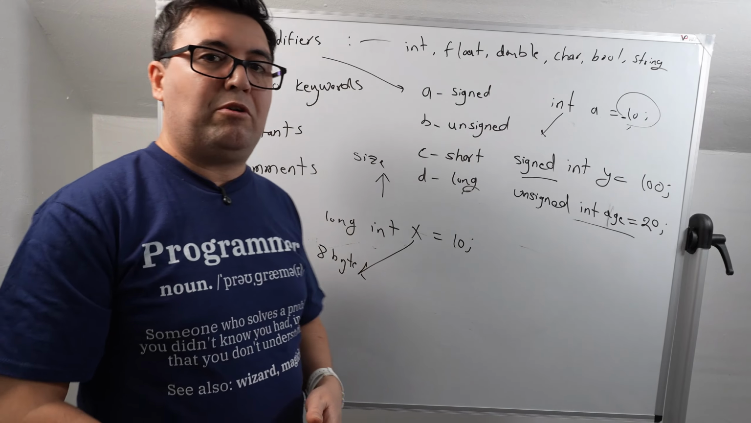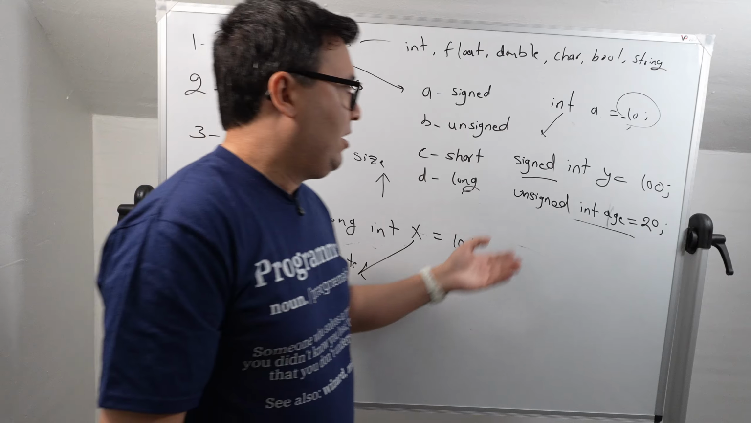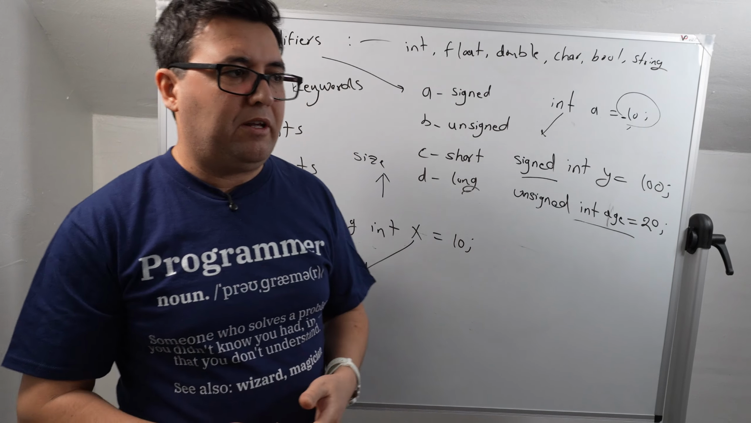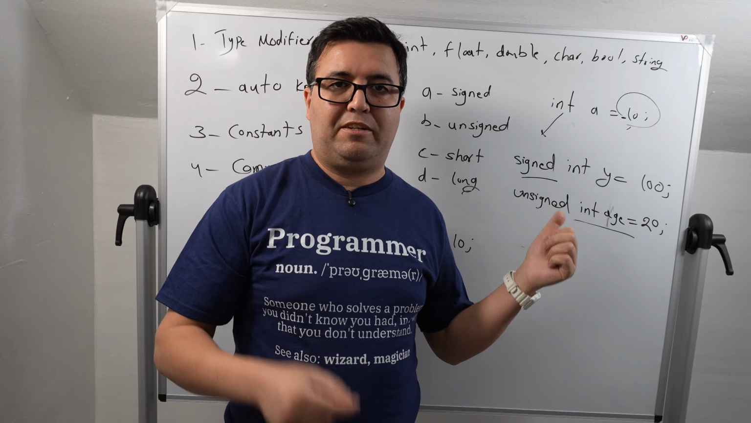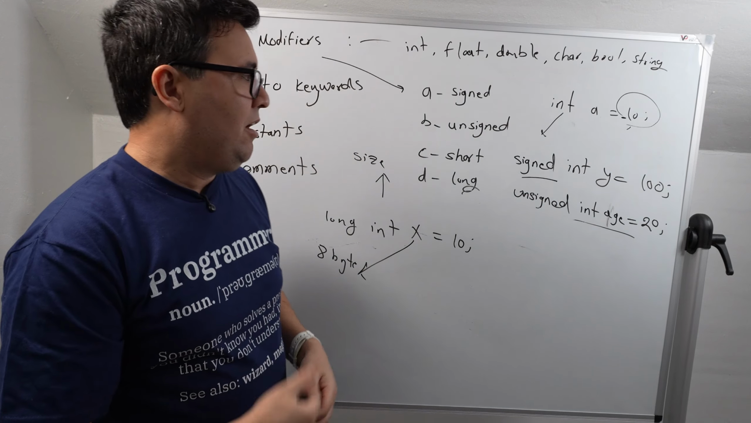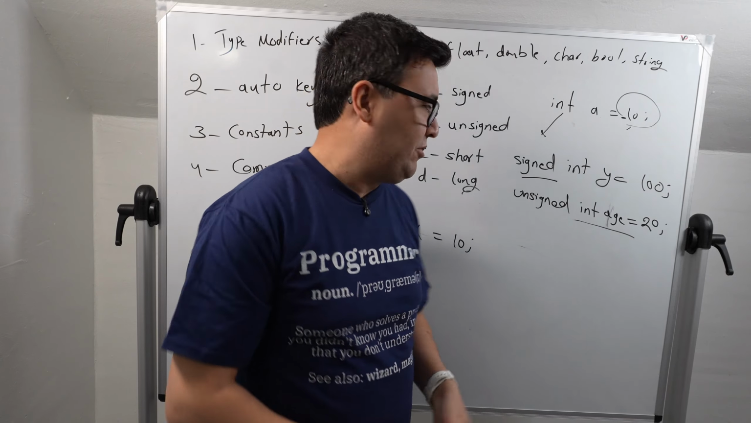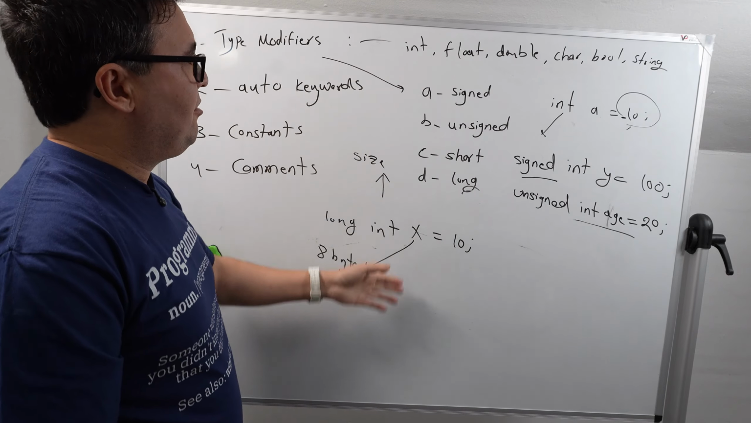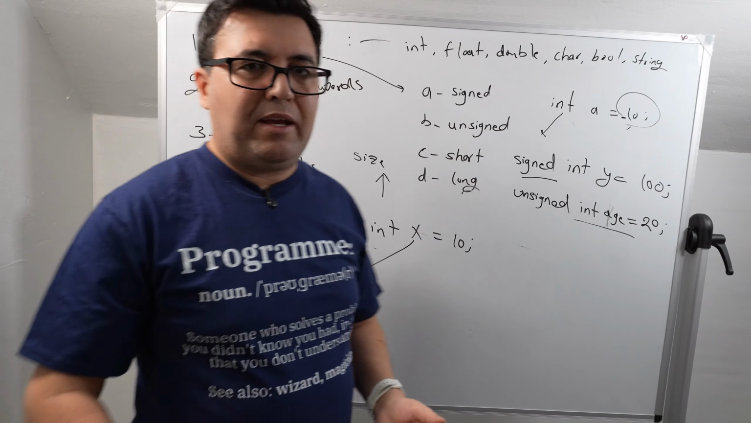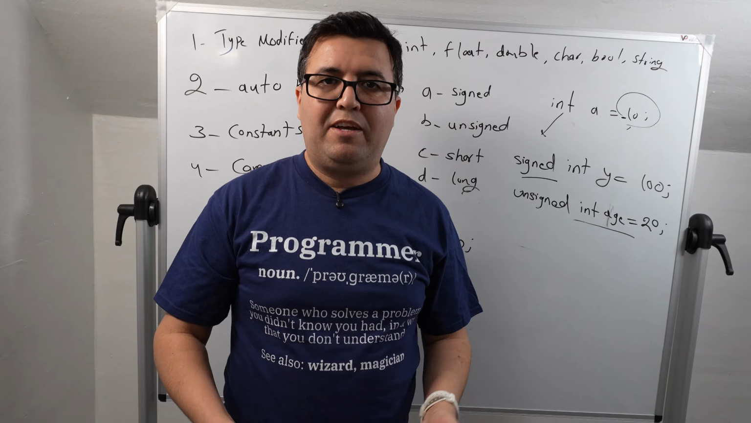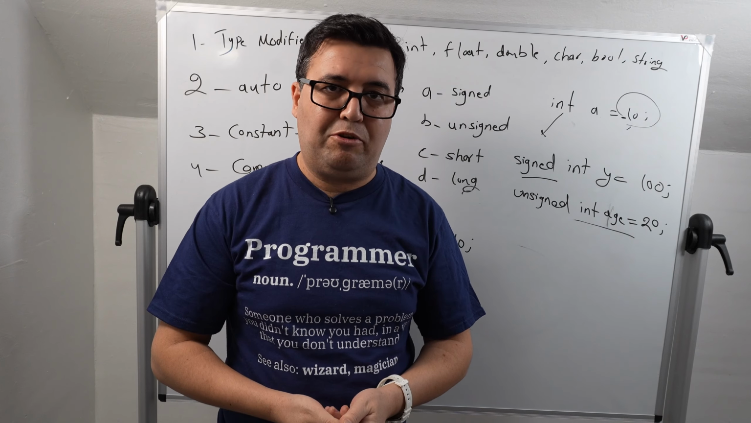If you have big numbers to store, we use long. If you have small numbers, we use short. If you want a variable to store positive and negative numbers, we can use signed. If you want a variable to only store positive numbers, we use unsigned. So these are the type modifiers. Type modifiers change the size and the range of values a variable can store.